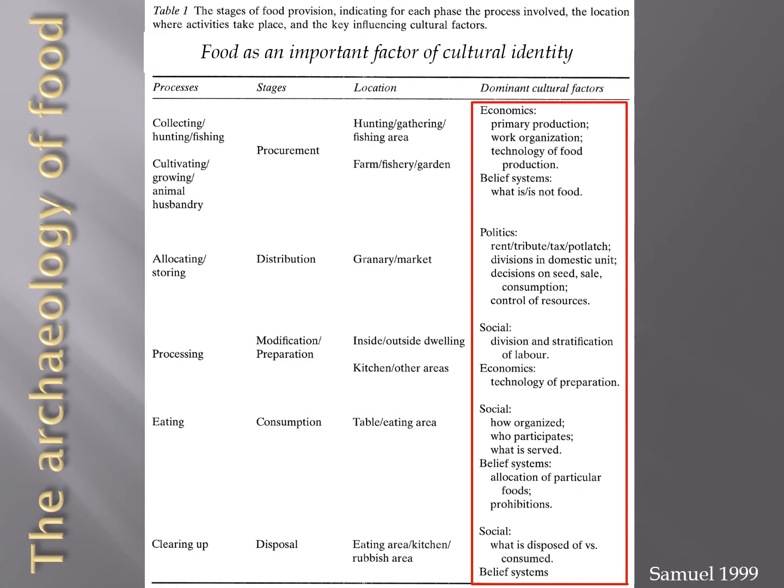Food is an important aspect of cultural identity, and therefore the plant component in ancient diet is an important issue in archaeological research. This table here shows how the different processes in food provision are related to cultural factors. So, for example, knowing about the processing of food in a site can inform us about labor division or about the technology of preparation, and through that about the economy of a society.